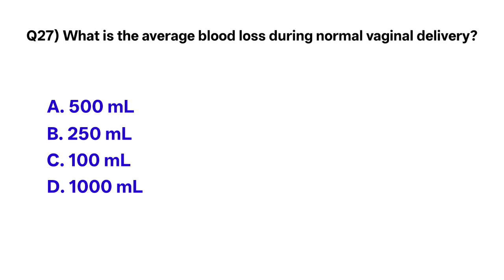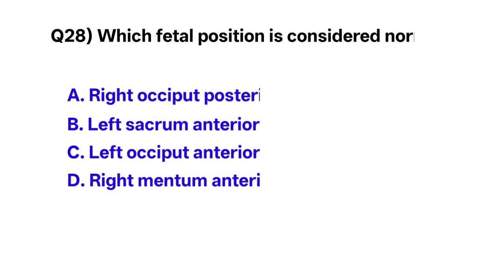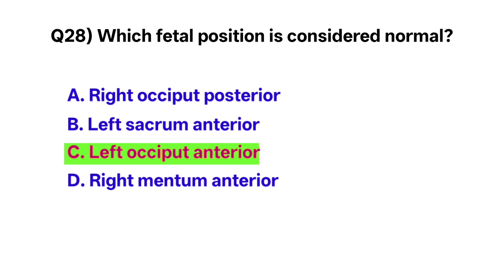Question number 27. What is the average blood loss during normal vaginal delivery? The correct option is A. 2500 milliliter. Question number 28. Which fetal position is considered normal? The correct option is C. Left occiput anterior.